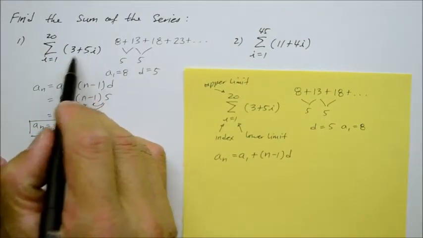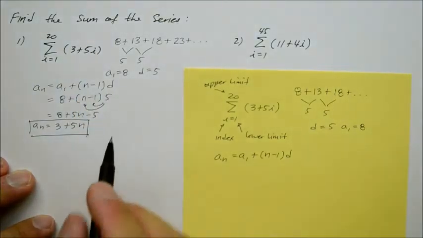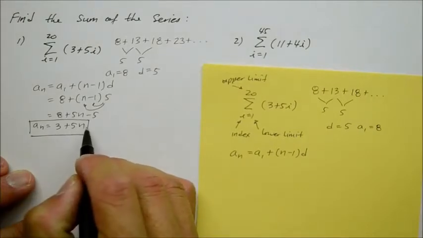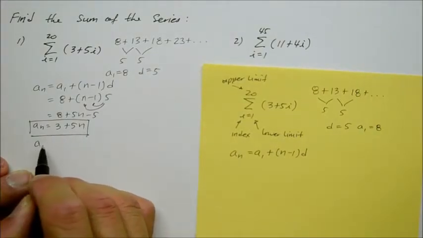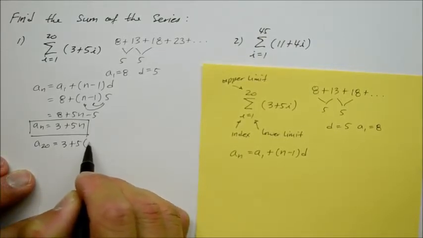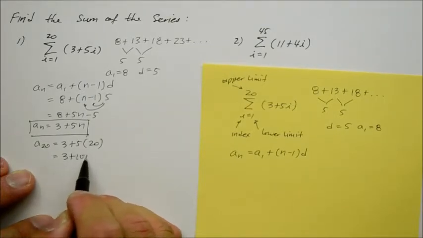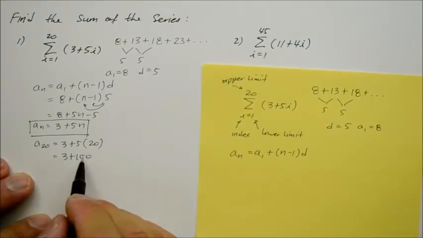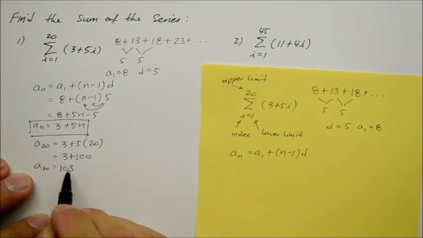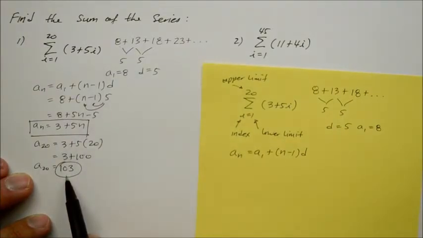If you kept putting in 1, 2, 3, and then you put in 20, what will you get? Well, we could kind of figure it out, but we should use this rule instead. So a sub n, the last number, the upper limit 20, is going to be 3 plus 5 times that position 20. When we evaluate, we get 3 plus 100, so the last position, a sub 20, is going to be 103. So the beginning is 8, the last is 103.